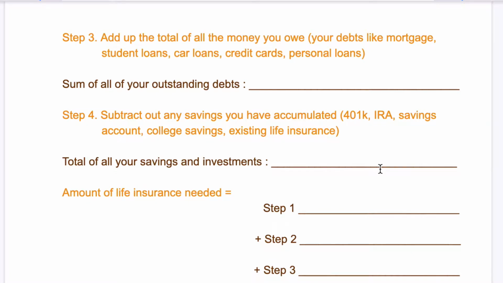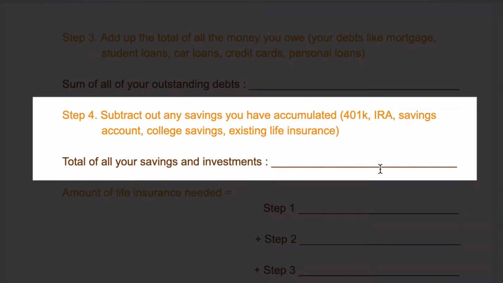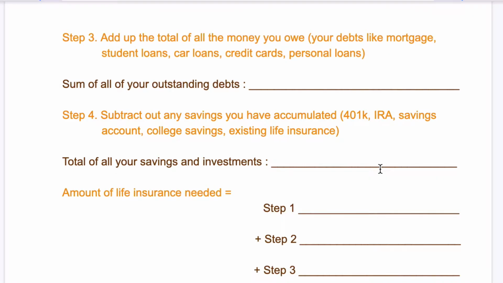Then number 4, we're going to look at all the money you've saved and accumulated, including any existing life insurance policies that you have. So the amount in your 401k, the amount in your savings account, in IRAs, and also the death benefit of life insurance that you have if you were to pass away. We'll add all those up. We'll throw that right there on line number 4.